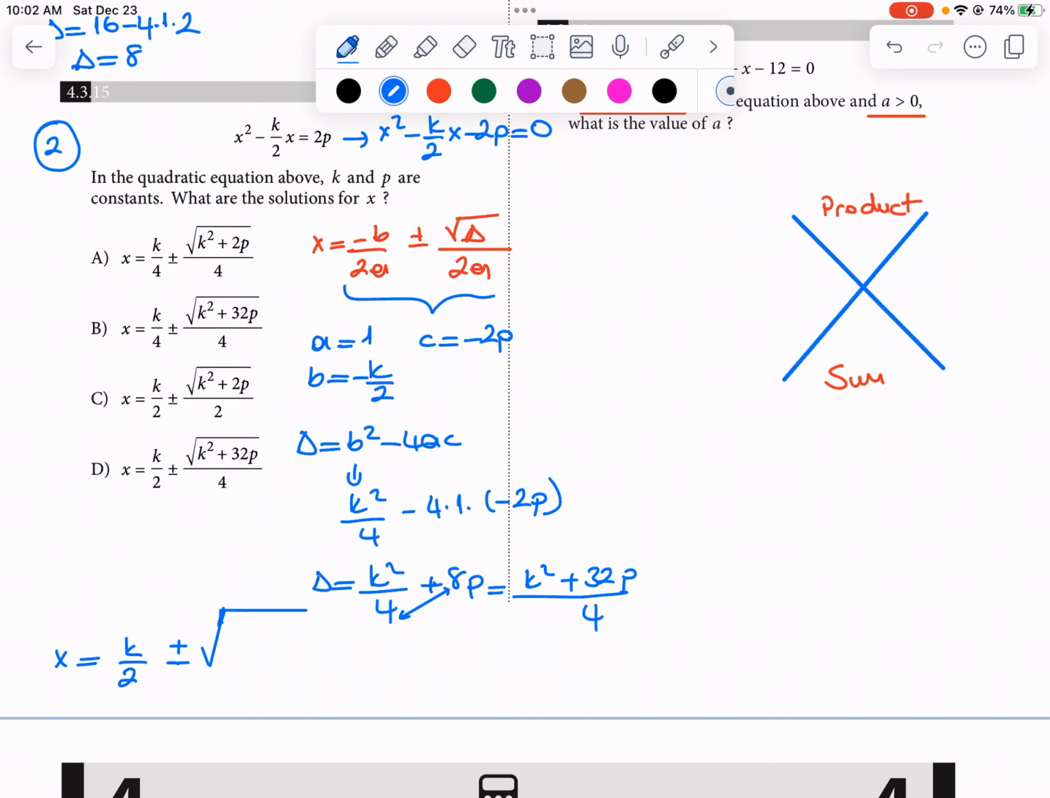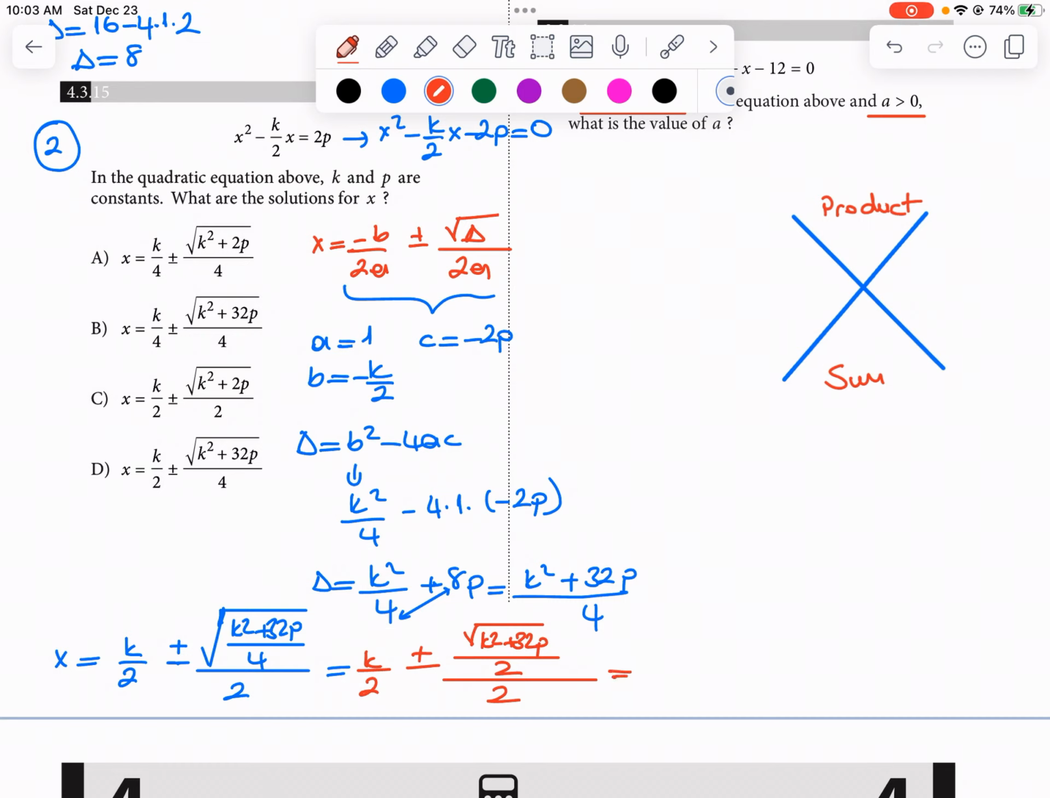So discriminant is going to be k squared plus 32p divided by 4, and divided by 2 times a, which is 2 times 1, 2. Okay, then we can simplify it. So it'll be, guys, k over 2 plus minus, and once you simplify this radical form, it'll be square root of k squared plus 32p divided by 2, and over 2, because square root of 4 is equal to 2, guys.